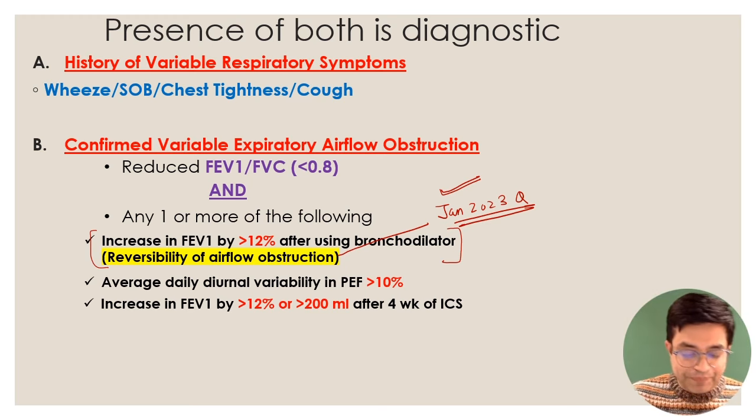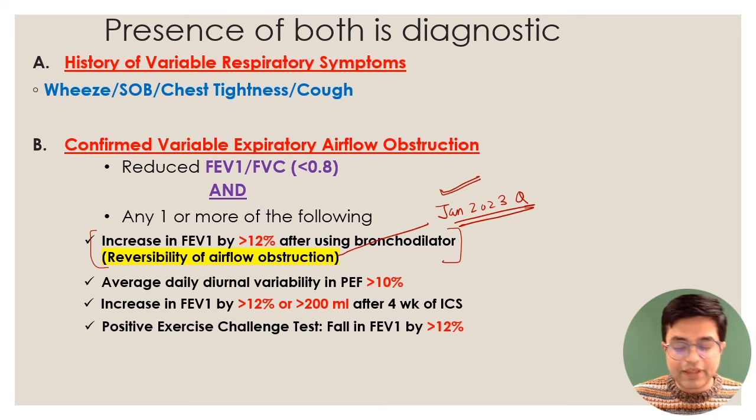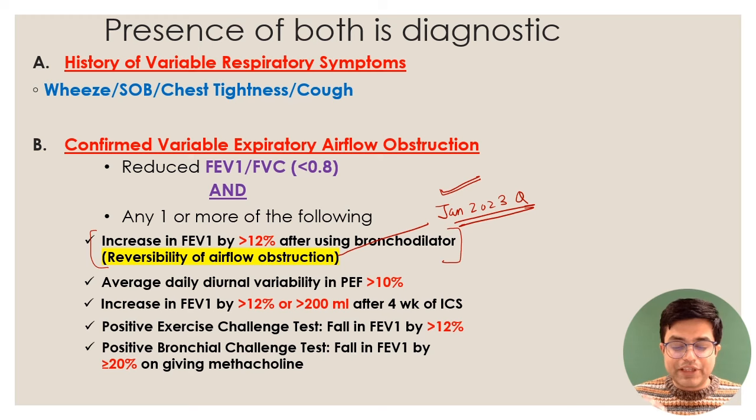Fourth thing, fourth parameter, positive exercise challenge test. So how is it done? They are not going to ask you in detail in the FMG exam. But when you do an exercise challenge test, FEV1 will fall by more than 12%. Fifth parameter will be positive bronchial challenge test. When you give methacholine, FEV1 reduces by equal to or more than 20%.